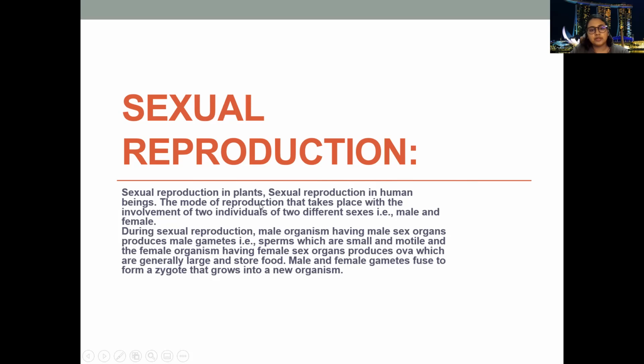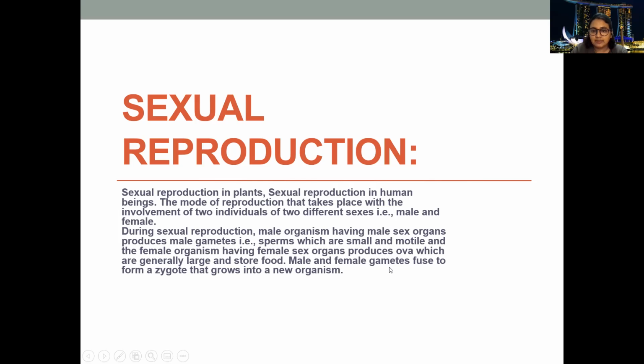Plants also do sexual reproduction, animals also do, and humans also do. It is the mode of reproduction that takes place with the involvement of two individuals of two different sexes, male and female. That process is called sexual reproduction. During this reproduction, the male organism, having male sex organs, produces male gametes, sperm, which are small and motile. Motile means they are capable of moving. And the female organism, having the female sex organ, produces ovum, which is generally large and stores food.